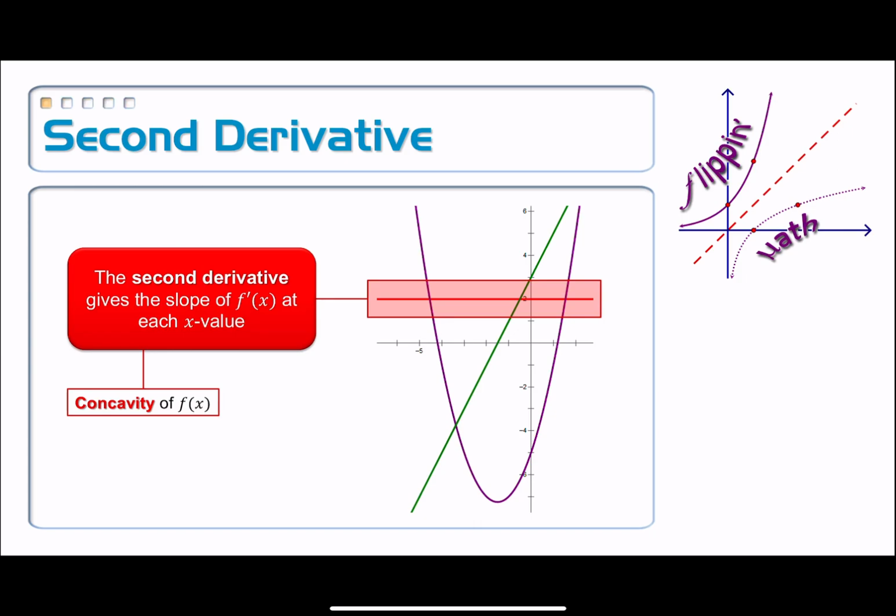Okay, so I lied to you. The secret's revealed. It tells us something about how this shape is actually bent. We will talk about specifically what concavity means in another chapter, in another lesson. And then a physics application is the acceleration of an object. It is how fast the velocity is changing, which is an example of a second derivative.